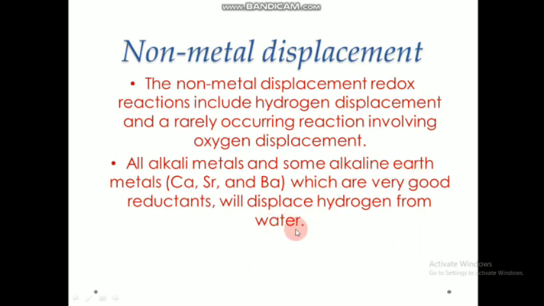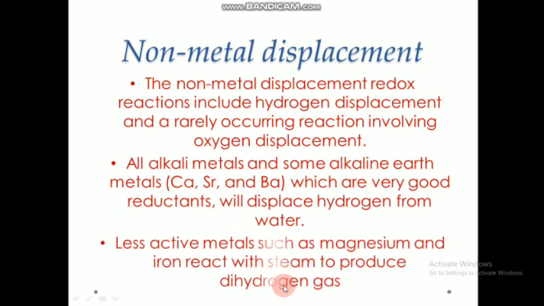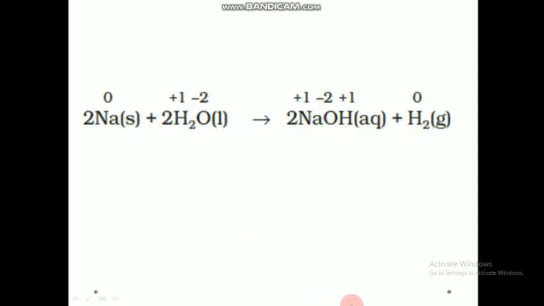So from water, more active metals like alkali metals and alkaline earth metals only will displace hydrogen. Less active metals such as magnesium and iron react with steam to produce dihydrogen gas. So in that we take steam. In water they are not able to substitute hydrogen, but only when steam is taken, then even less active metals like magnesium and iron can replace the hydrogen from water, giving out dihydrogen gas. So we will see reactions.